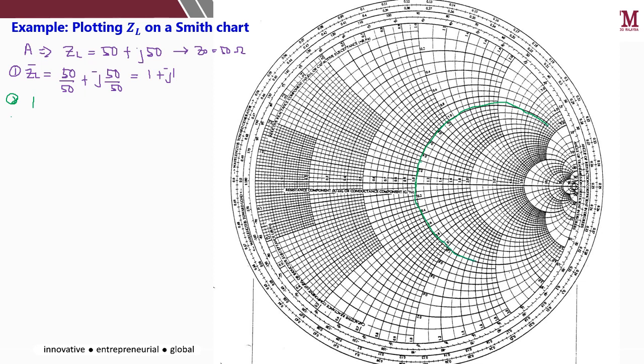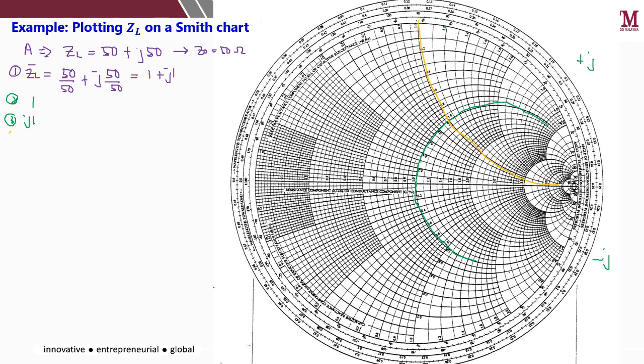Okay, next, the third one, find j1 from the chart. So positive j will be on top, and negative j will be at the bottom. So positive j1, here is 1.2, so here is 1. Okay, so this is the j1.